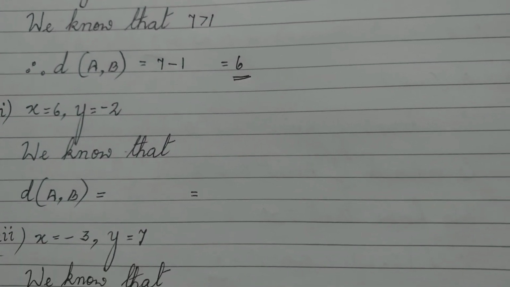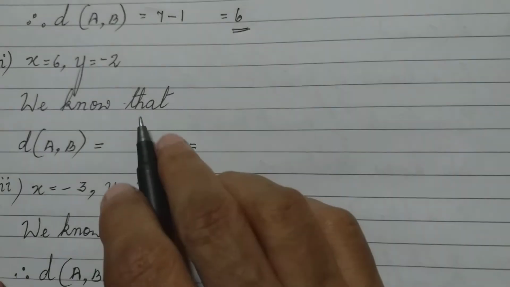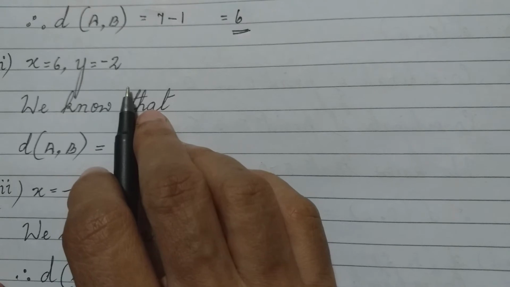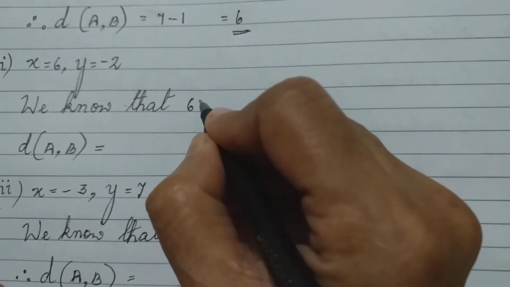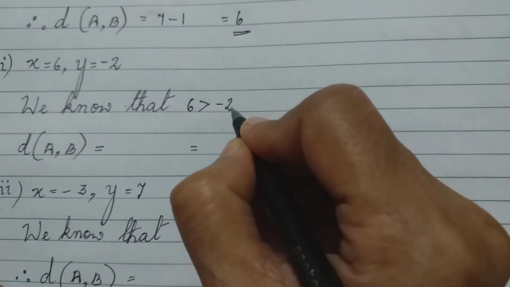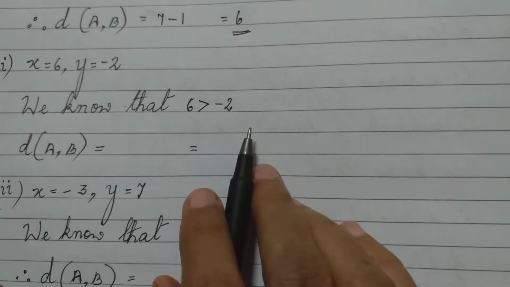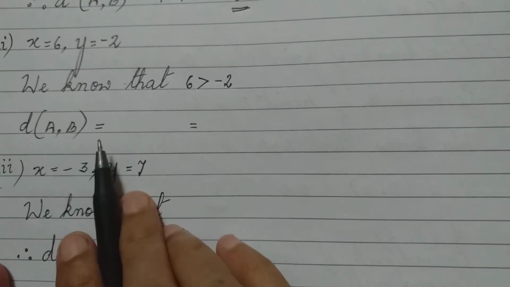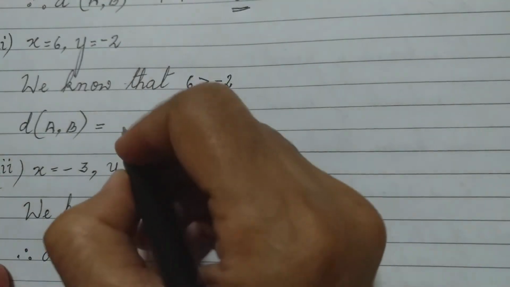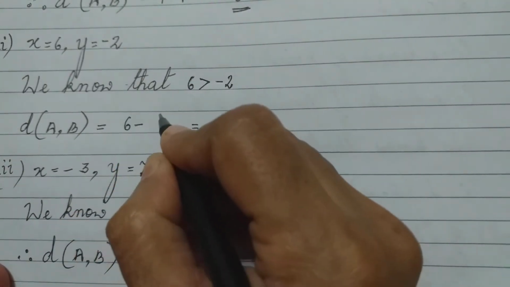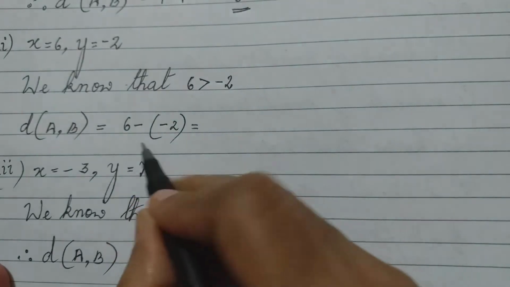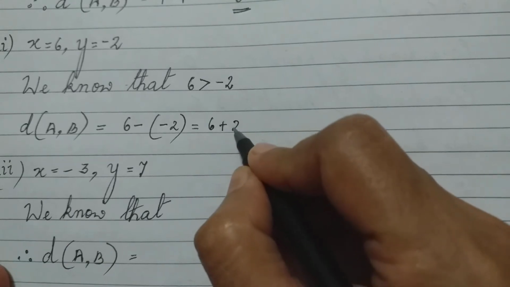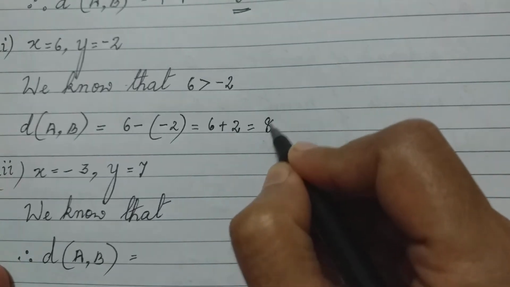Going to the second sub question, we have x is 6, y is minus 2. Among 6 and minus 2, 6 is greater than minus 2. Therefore, we write 6 greater than minus 2. So, we know that 6 is greater than minus 2. Therefore, the distance between the points A and B will be 6 minus of minus 2. So, that is 6, minus into minus is plus, so 6 plus 2, which is 8.